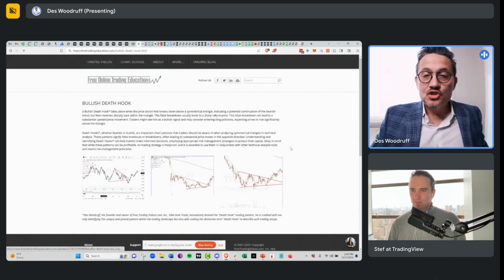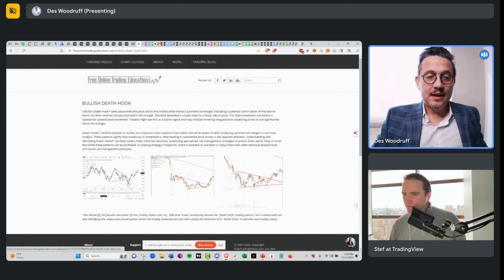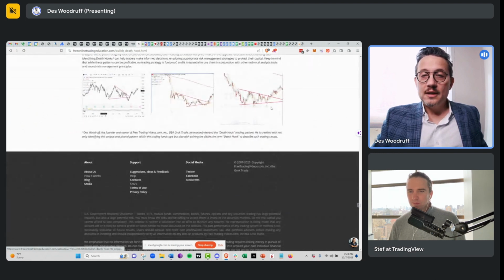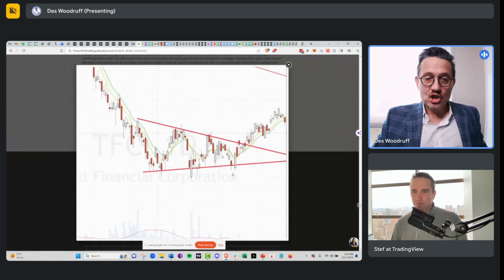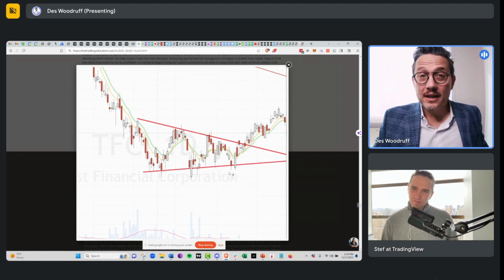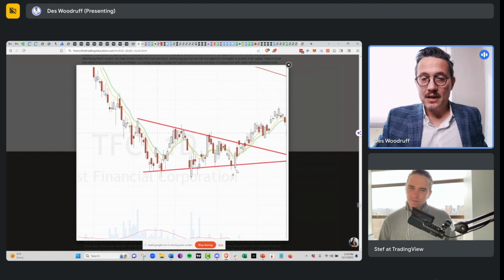But this is what's super cool. If you have a symmetrical triangle and it breaks down, do you see this? And then it immediately heals itself and comes back in, very bullish. Symmetrical triangle, it breaks down below that trend line and it comes up and heals itself, really, really bullish. So we had the triangle and it broke down here. And this is for the geeks out there. This is called an abandoned baby.